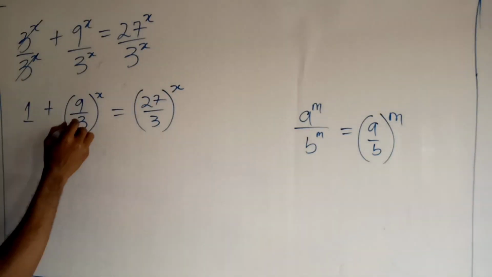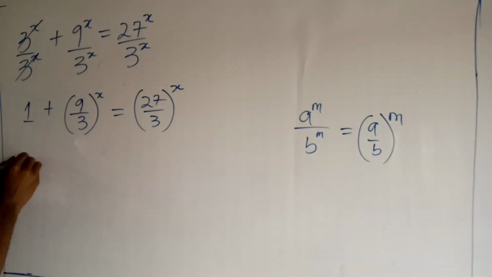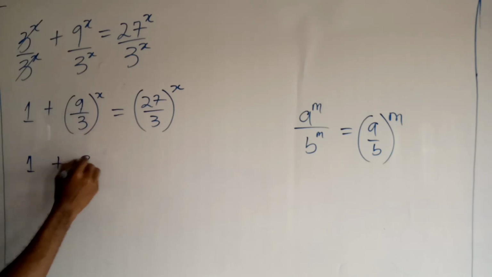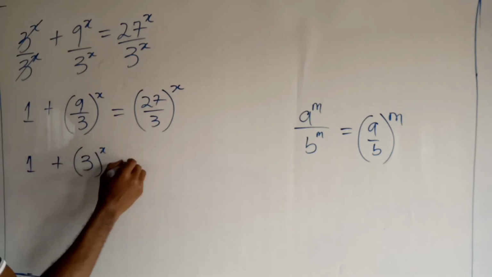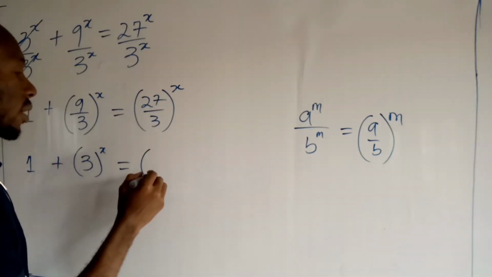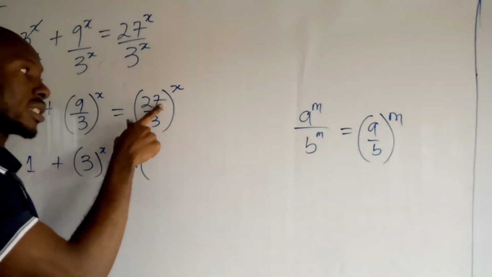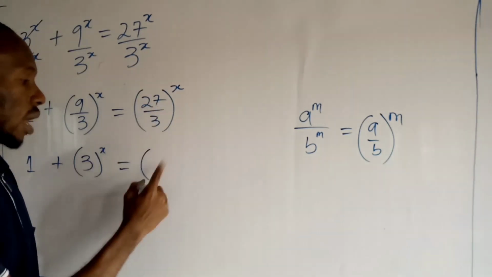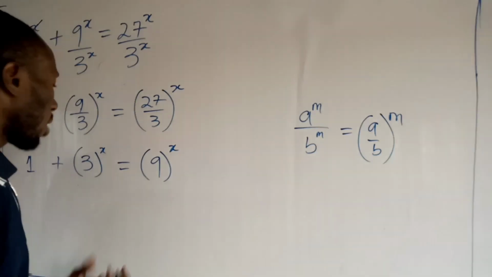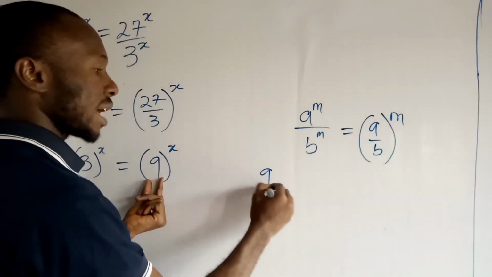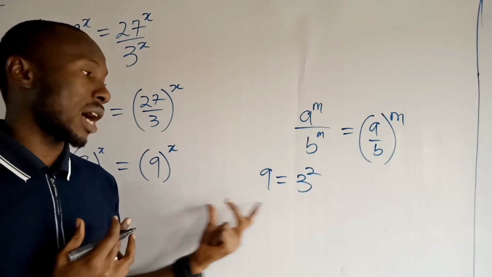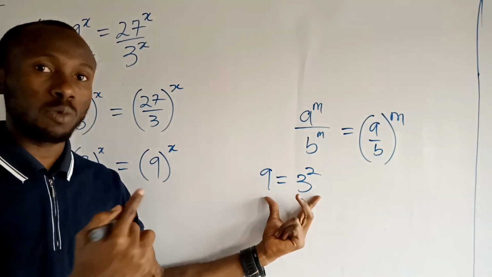And of course, 9 divided by 3, so we have 1 plus. If 9 divides by 3, we have 3, all to the power x, equal to 27 divided by 3, which is 9, all to the power x. And also, I wish to write 9 as 3 to the power 2. Yes, because I actually have a point in doing this. Let me show you why I'm doing that.